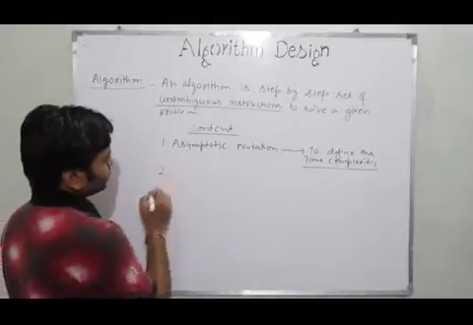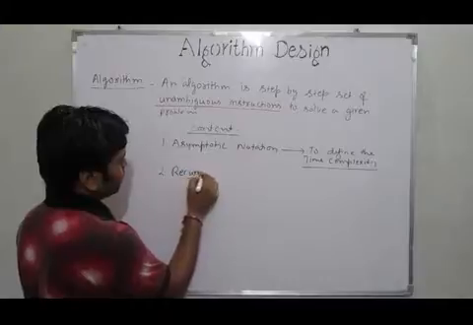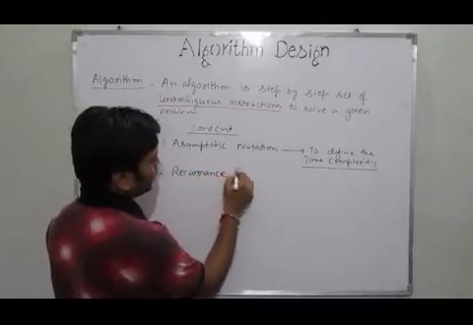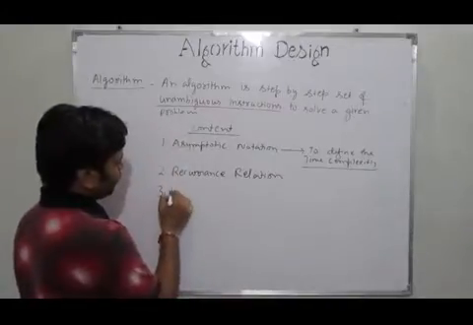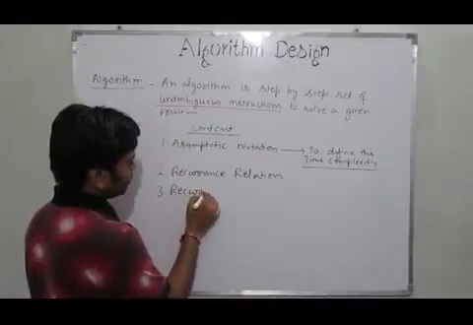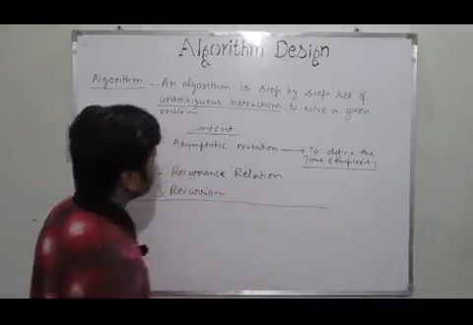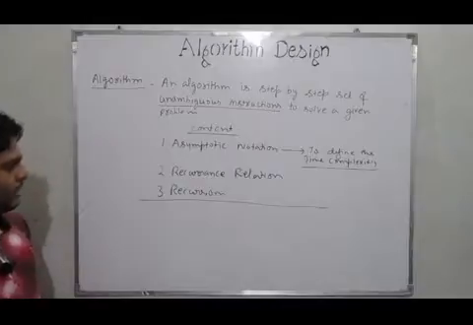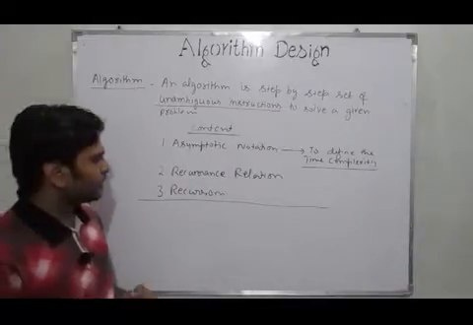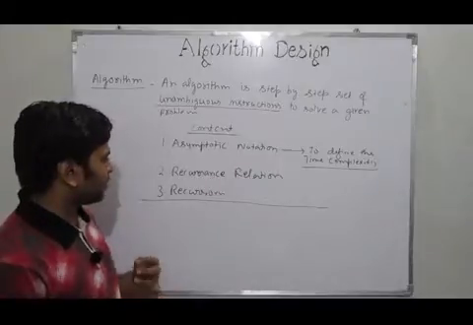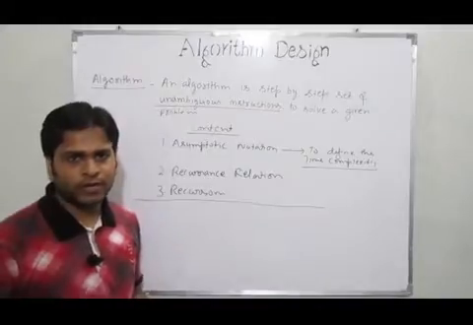Second thing is recurrence relation. We have to discuss recurrence relation. Then we will move to the topic of recursion, fine. Those are the three main topics that we have to discuss, and these are the basic techniques to represent the complexity of a problem, fine.